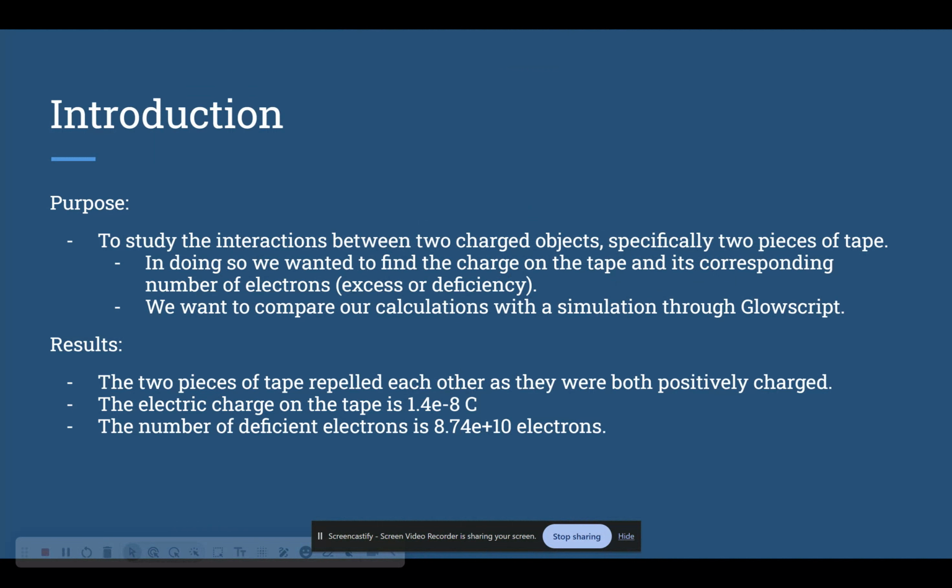And we found that the two pieces of tape were repelled by each other because they were both positively charged, and the electric charge on one tape is 1.4 times 10 to the negative 8 coulombs, and the number of deficient electrons is 8.74 times 10 to the 10 electrons.